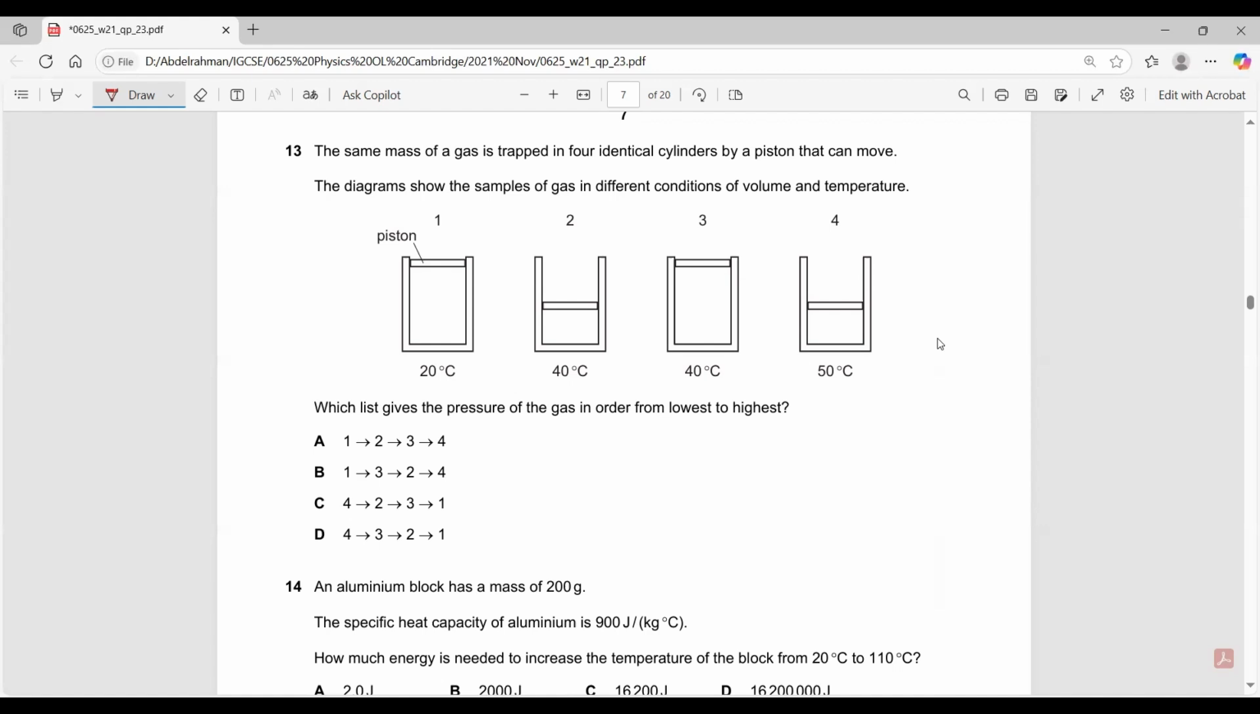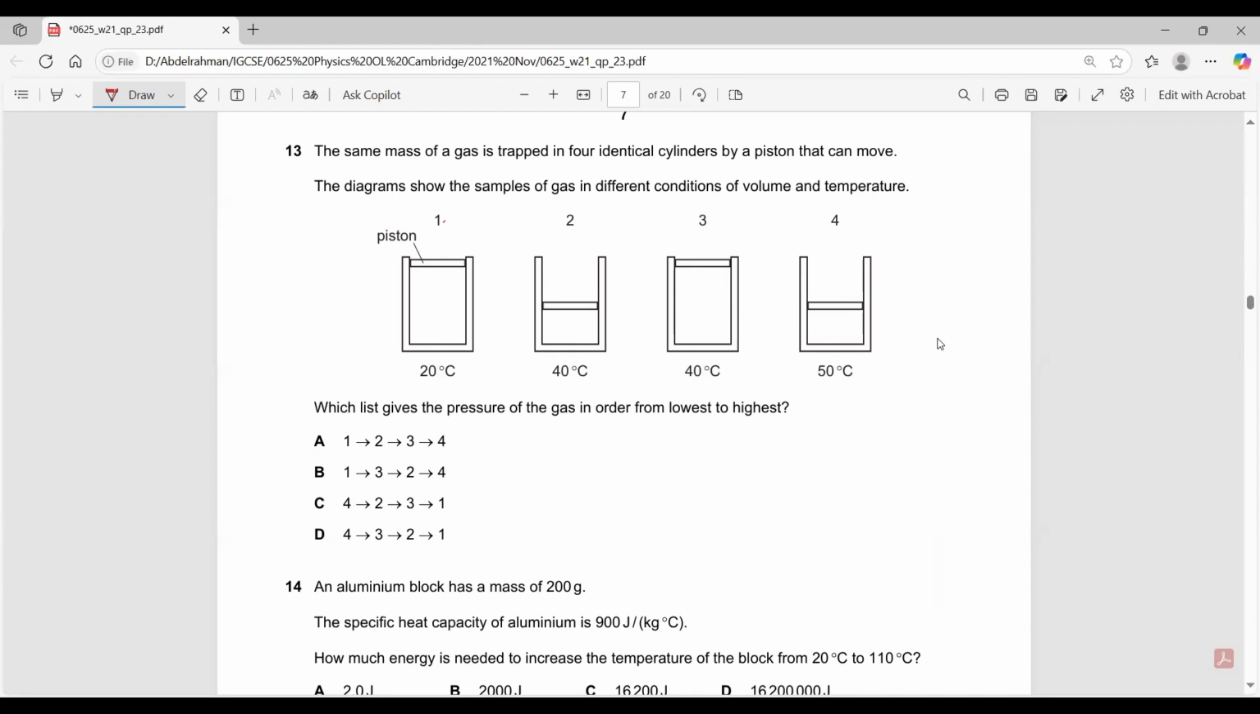If we take a quick look, the least pressure would be the largest volume, right? So is it one or three? Actually, it is one. Why is one the least pressure? Because of the temperature as well. Because one has the largest volume and the least temperature.